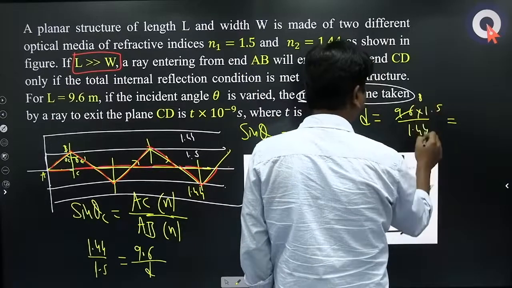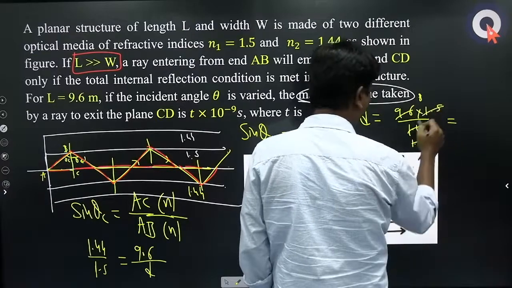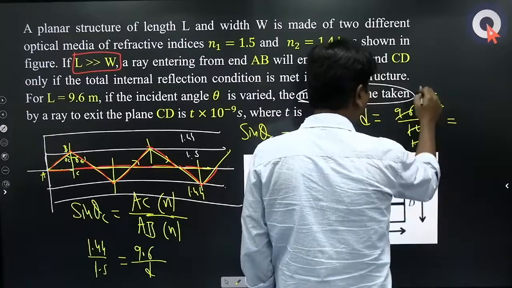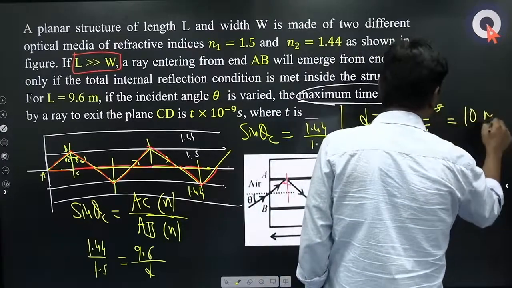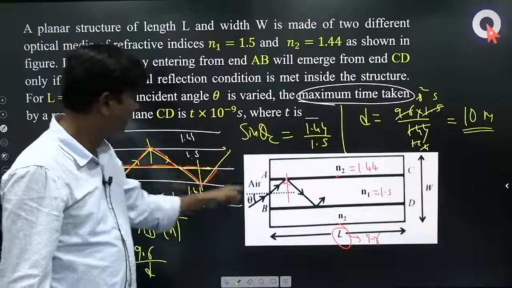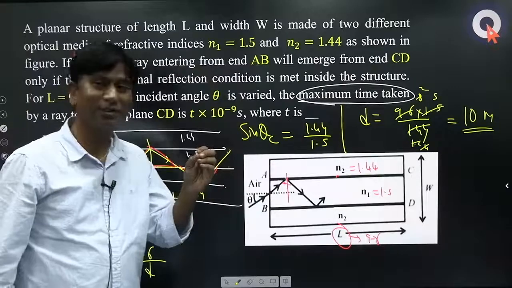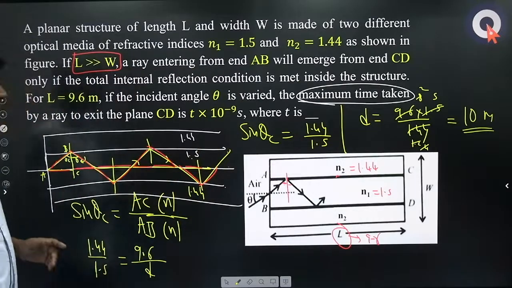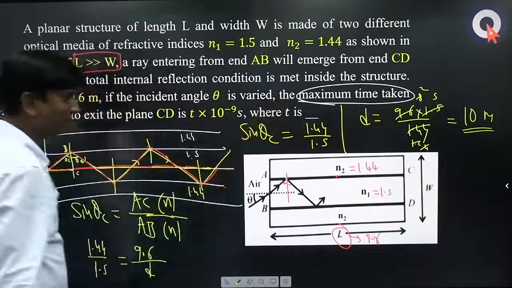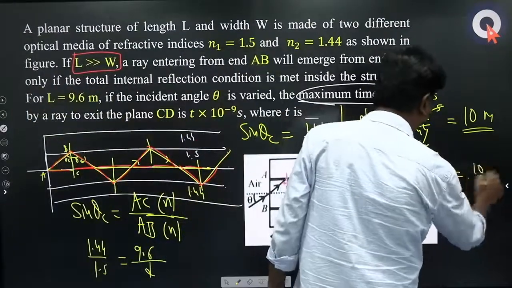Okay. So this value comes out to be 10 meters. The total distance what it has traveled inside this is 10 meters completely. So it has traveled a distance of 10 meters, right? And how much time it is going to take to travel 10 meters? So the time they are asking. So that time easily you can find out, distance by speed.